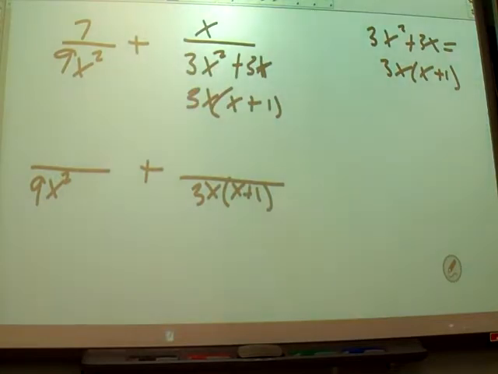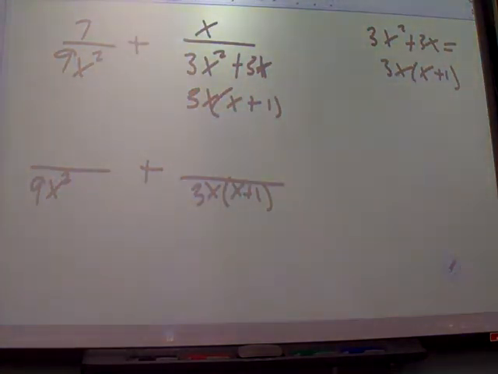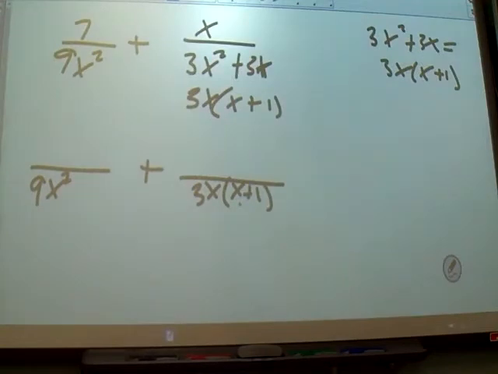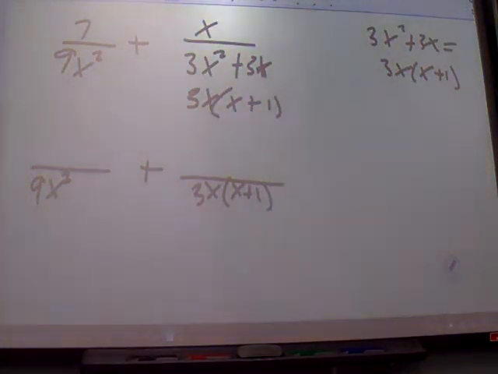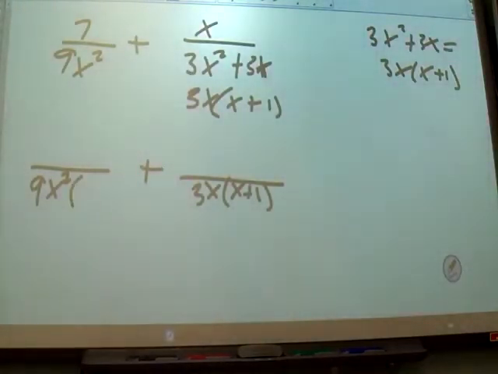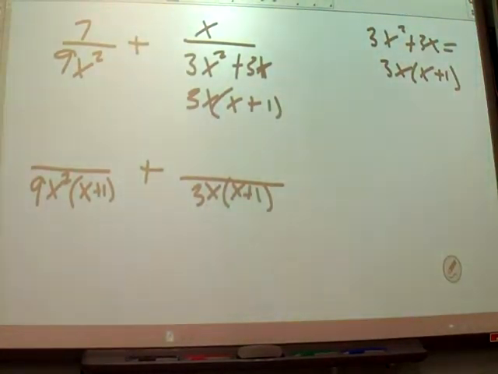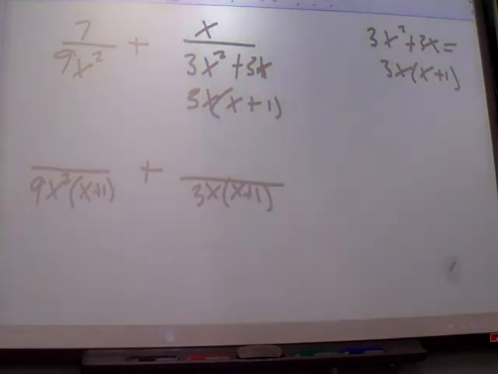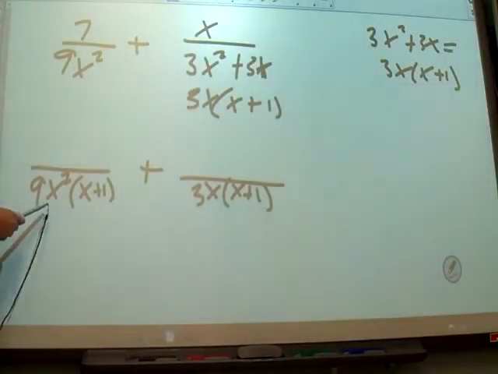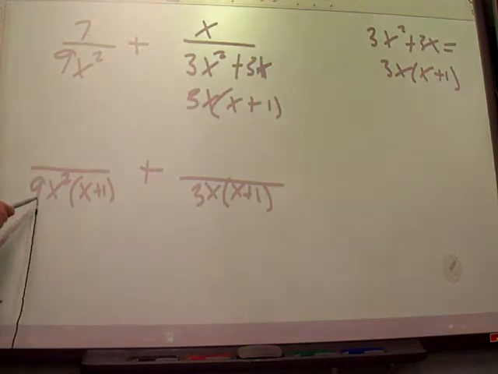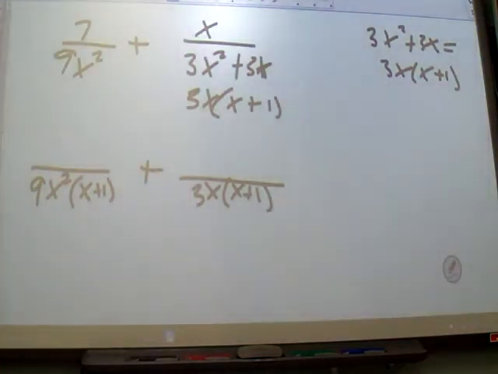Okay, now, what does the 9x squared need from this right side? If it's over here, it's got to be over here too. So what's over here that I need to put over here? Okay, the x plus 1 in parentheses, that's correct. What about this 3x? Wouldn't 3x be a part of 9x squared? Yes. So I don't have to put that over here.